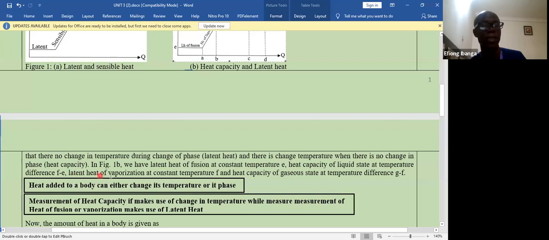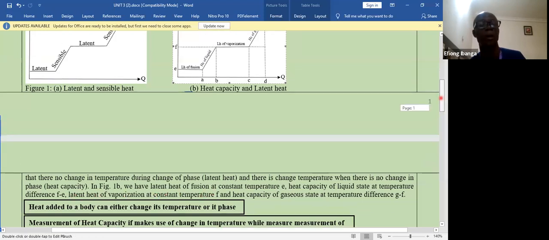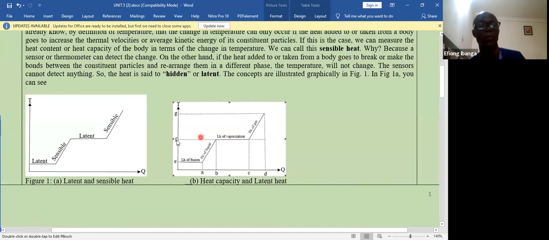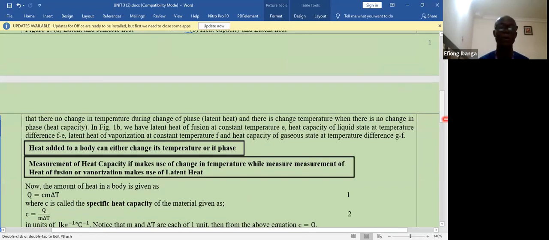Then you have latent heat of vaporization at constant temperature F. Look at it there, at this temperature F. And then from my F to G, that is from this temperature to this temperature, you have the heat capacity of the gaseous state. Now let us quickly do the definitions.